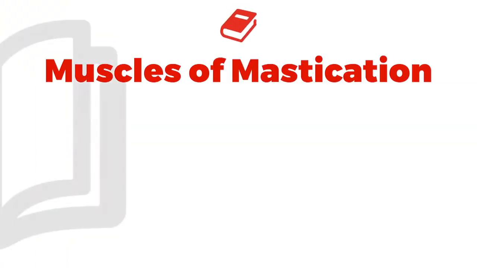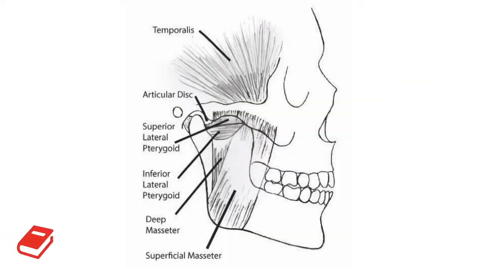Let's take a look at the muscles of mastication. All these muscles are innervated by the trigeminal nerve. Pull up that diagram that's in your book of the muscles of mastication and let's go through them. The masseter is the main chewing muscle. It's the primary elevator along with the temporalis and the medial pterygoid.